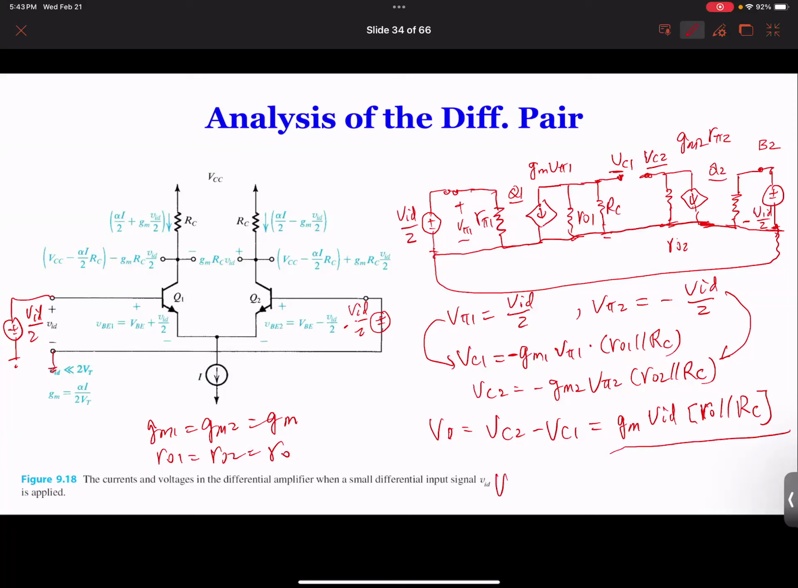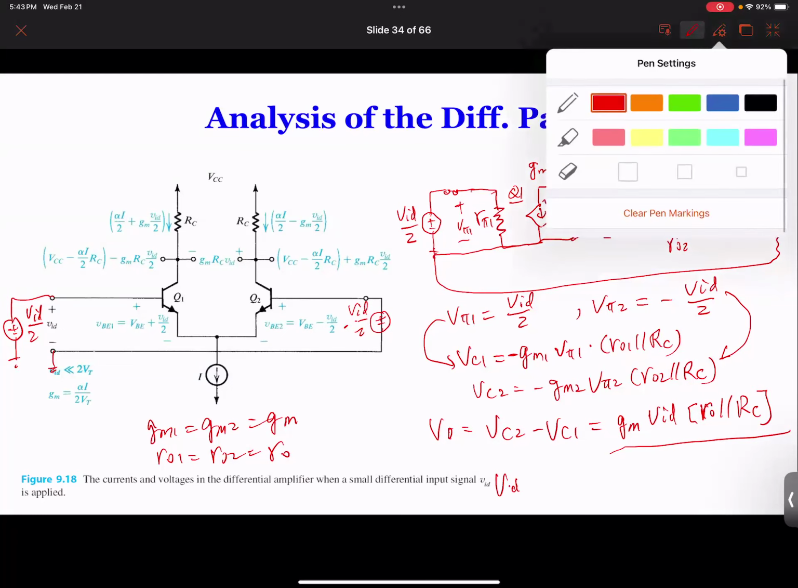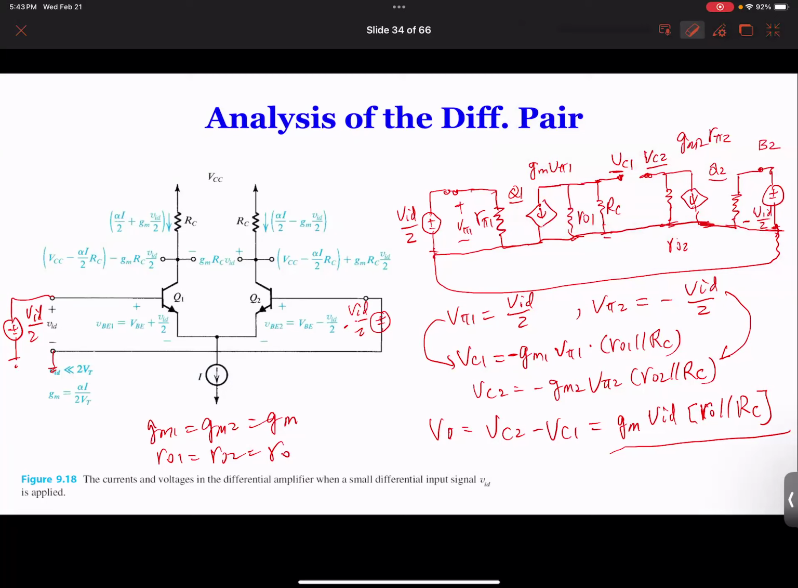And then if we want to get the gain, like we call the differential gain, gain is the ratio between input and output. So gain, let's call it A. So A is equal to VO over VID. It becomes GM times RO in parallel with RC. Okay. So this is how we get our output, and we also get our gain.